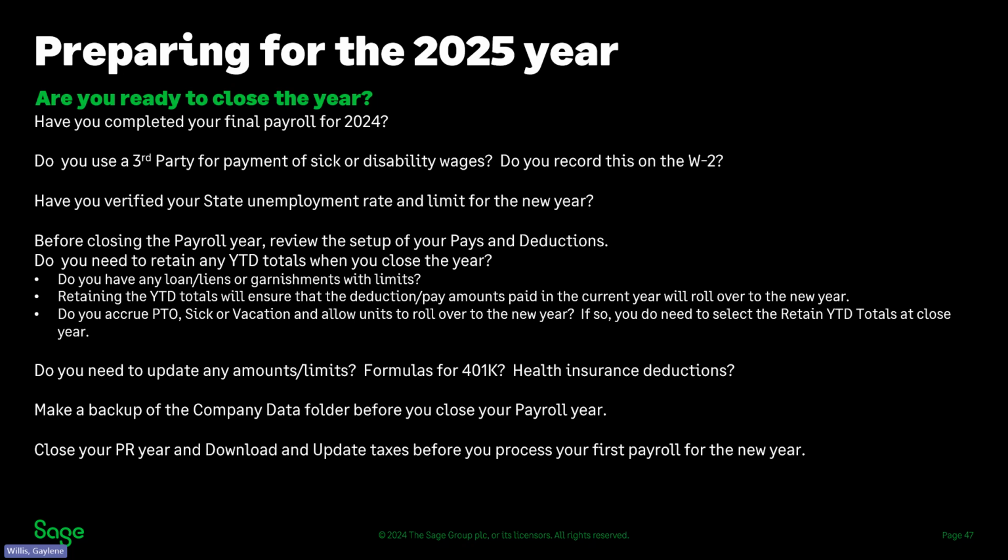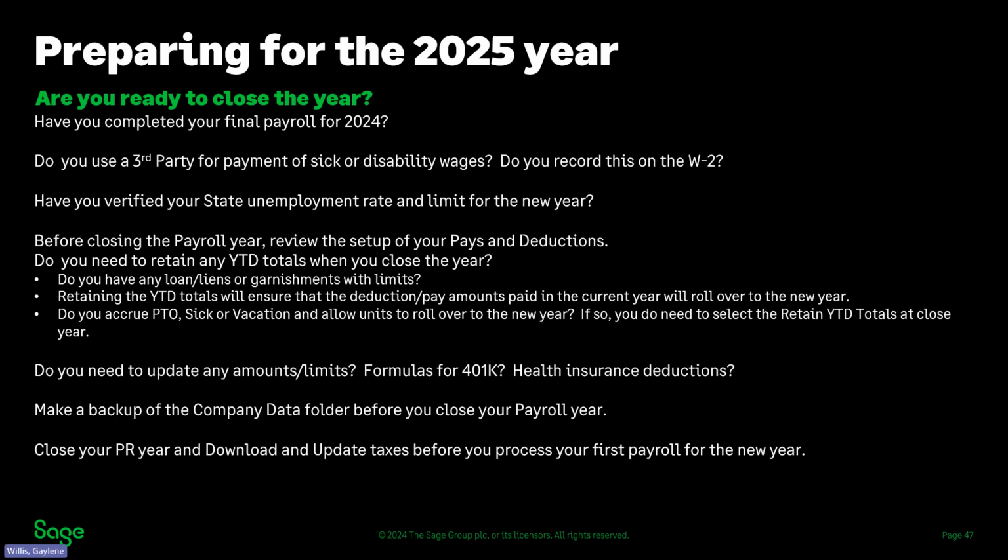And you would allow it to roll over for the accruals. In other words, if we accrue so many units a week for our employees, and when we go to pay them, that is also an accrual pay that triggers something else, we want to make sure that is rolling over. Some of those deductions are going to be things like loans, liens, or potential garnishments with limits. If we have a garnishment and we're using a limit, then we definitely want to roll over that item at close year. If we don't need to roll over anything, then just go through your pays and your deductions and make sure that the retained year-to-date totals at close year is not selected.